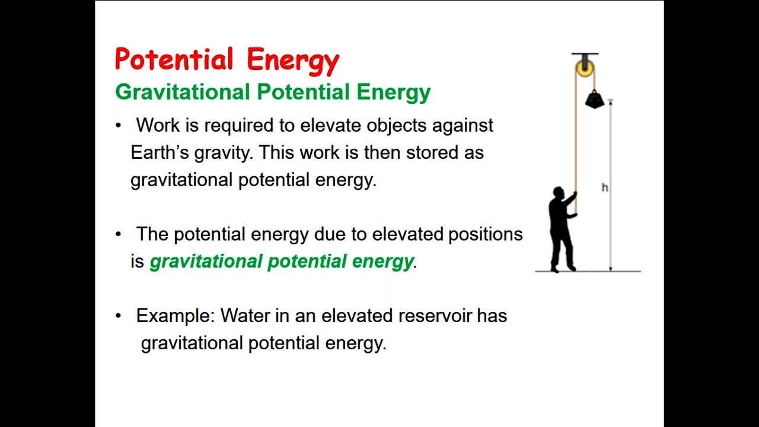Now, as you elevate or raise an object against Earth's gravity, you are doing work. This work will be stored in the object as gravitational potential energy. The potential energy, then, due to elevated position, is called gravitational potential energy. Example: water in an elevated reservoir has gravitational potential energy. In fact, any object that is elevated has gravitational potential energy.